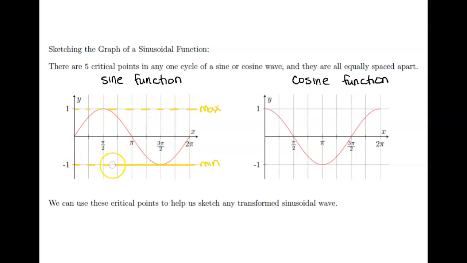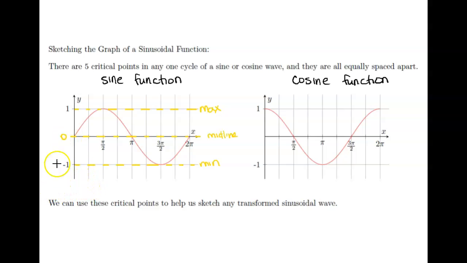There we are. But there's one other dotted line that I'm going to include on here, and that is my midline. So my midline occurs halfway between my max and my min. Well, halfway between 1 and -1 is here at 0. So this is my midline right here. So my maximum is at 1, my minimum is at -1, and my midline is here at 0.